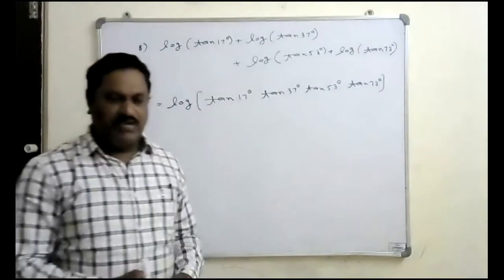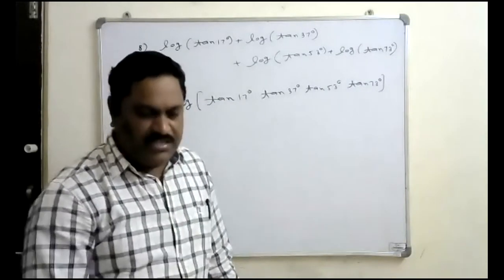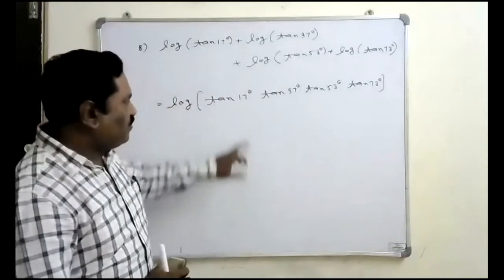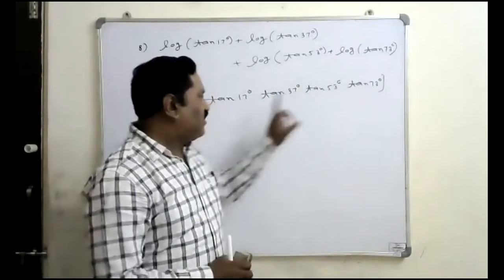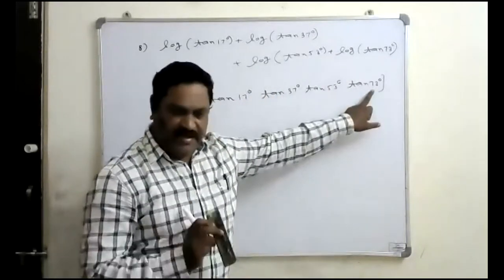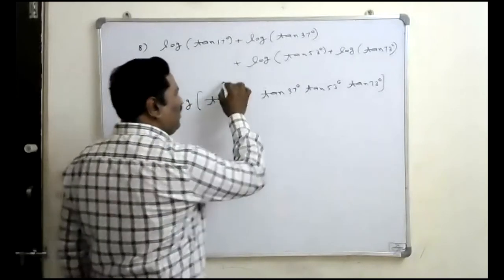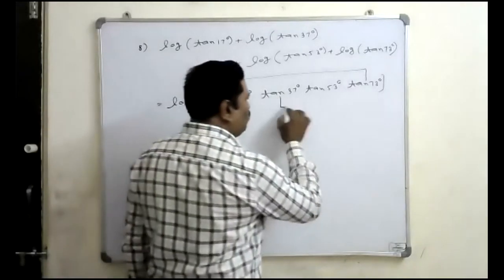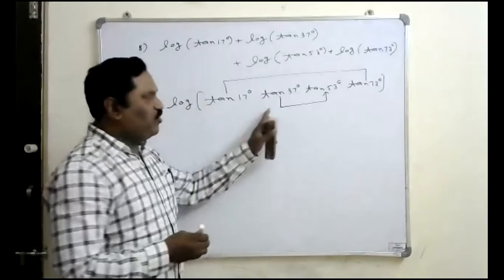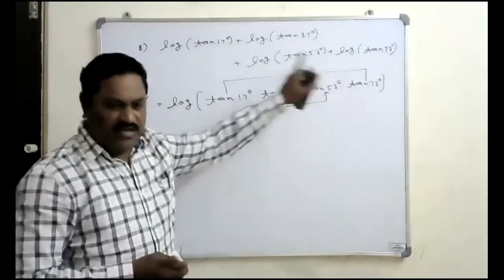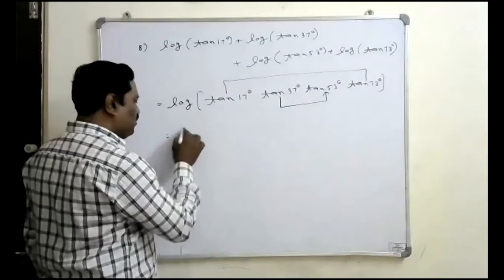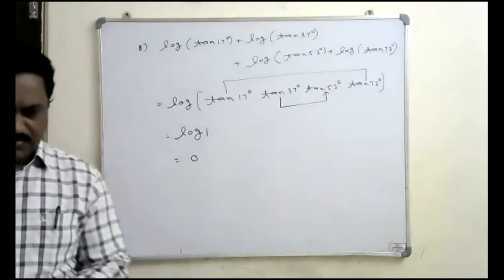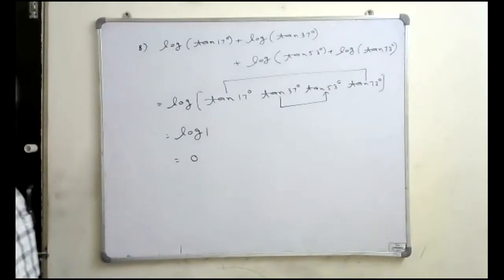Then in the last class, I gave you the result that if A plus B is 90 degree, then tan A into tan B is equal to 1. So here, the first angle and the last angle, 17 plus 73, is 90. Therefore, the sum of these angles is 90, which means the product of these two terms is 1. Similarly, the sum of these two angles is also 90. Therefore, their product is also 1. This is 1 and that is also 1. In total it is log 1. The value of log 1 is 0. Done.